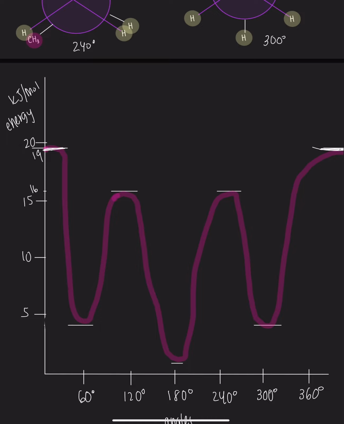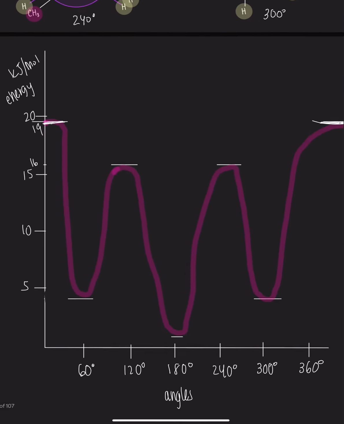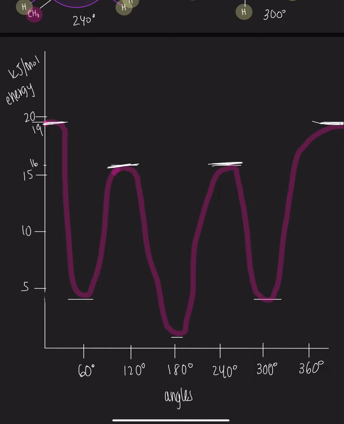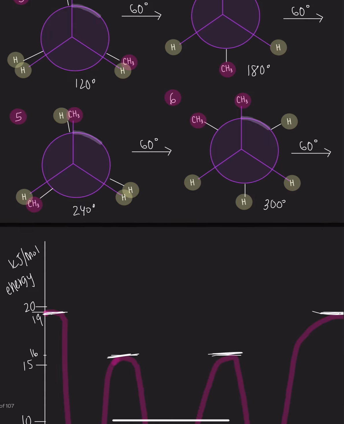Okay, again, at the 120, it's still high energy. Why? Because you still are eclipsed, and eclipse is high energy, but it's going to be slightly less. So that's why you have it less than you did at the 0 degrees. Okay, now the 60 and the 300, like I discussed previously, are going to be staggered, but the anti-conformation, the one at 180, where they're 180 degrees away from each other, is the most stable and therefore has the least amount of energy.